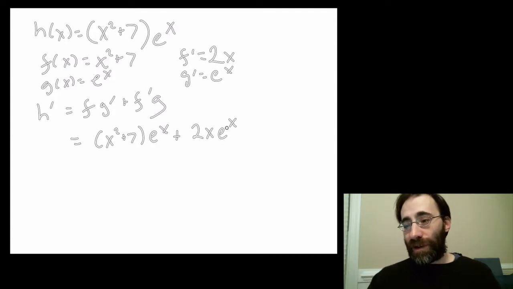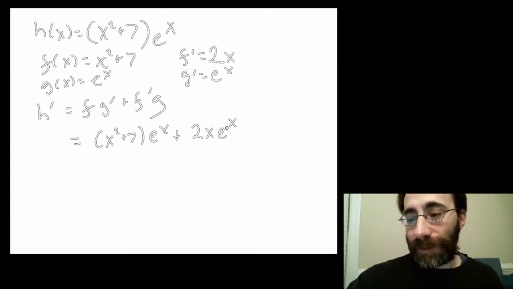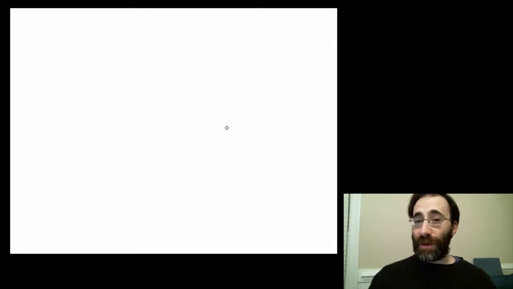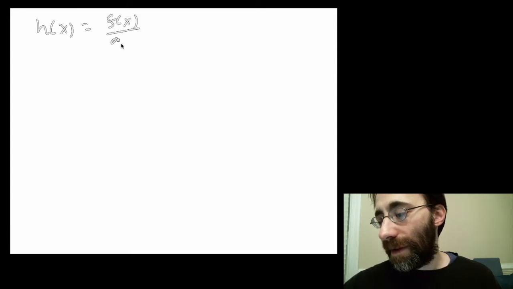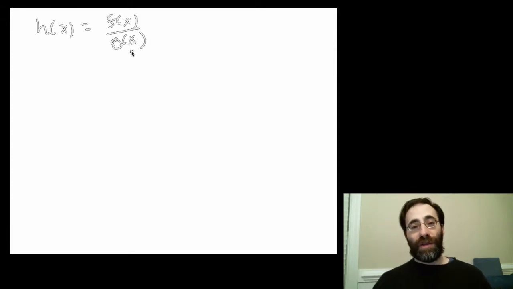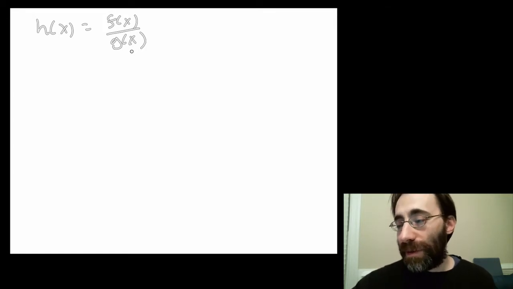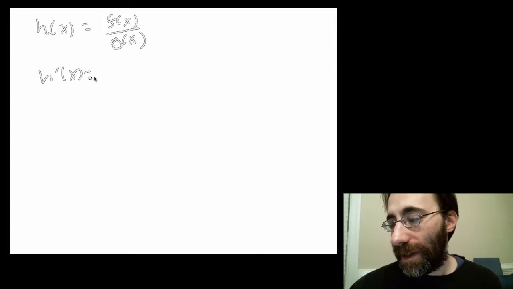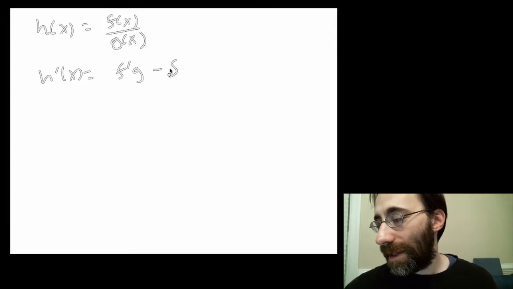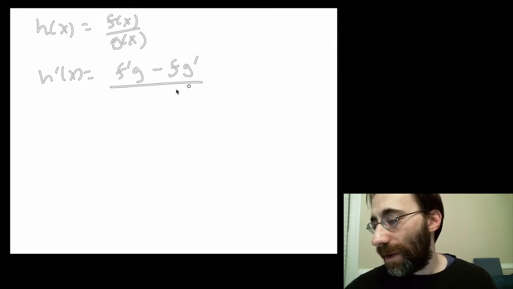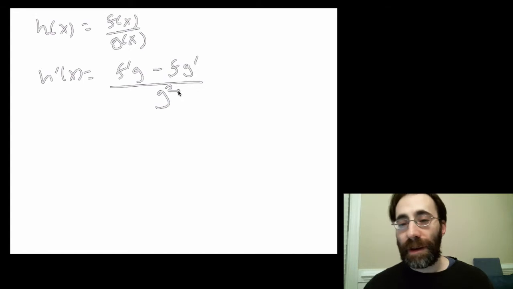Now, people tend to have more trouble with what's called the quotient rule. The quotient rule, which you can memorize if you want, deals with situations like this, in which you have a ratio of two functions. There's a quotient, right? The quotient rule is this: it's f prime times g minus f g prime, over g squared.